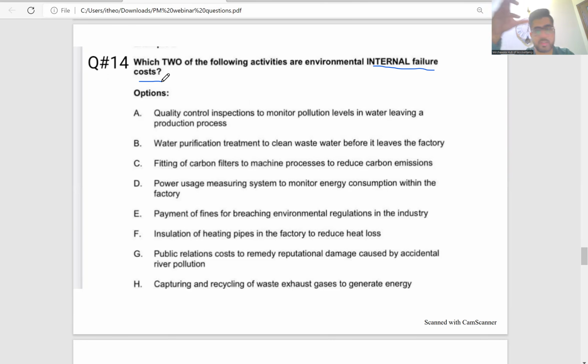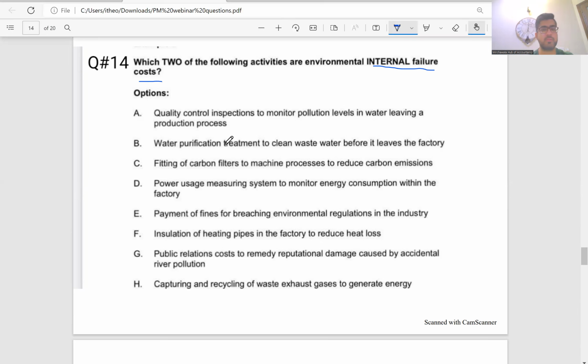Any cost incurred with the objective of preventing something is a prevention cost. Any cost incurred on inspection is an appraisal cost. Any cost incurred as a result of error is an internal failure cost. And any cost incurred after the product leaves the factory or premises is an external failure cost. So which two of the following are internal failure costs?